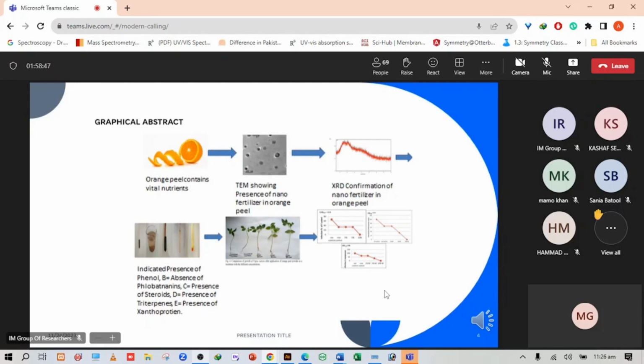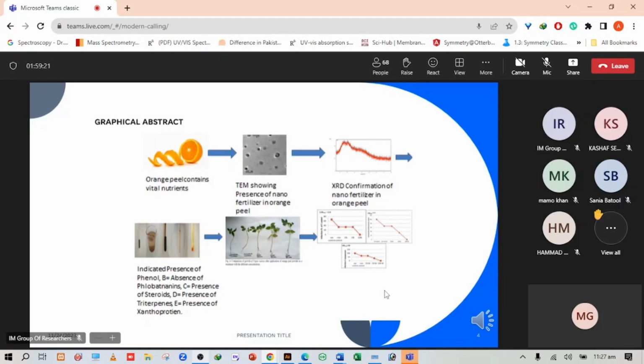The nanofertilizer extract was subjected to physical and chemical analysis for characterization. Transmission electron microscopy, TEM, indicated spherical nanoparticles with different size ranges, while in the X-ray diffraction analysis, different peaks were observed which represented similarity with urea standard peaks. The synthesized nanofertilizer contains phenols, steroids, triterpenes and xanthoproteins.